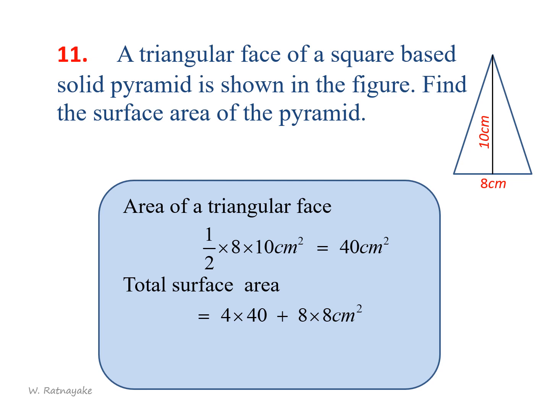So 4 times 40 is the area of the 4 triangles, and 8 by 8 is the area of the base. When you simplify this, we get 160 plus 64, that is 224 square centimeters. So that is very easy. The only thing is, first we have to find the area of a triangular face, and the 4 faces and the base we have to add. Then we get 224 square centimeters. Now we will see question number 12.